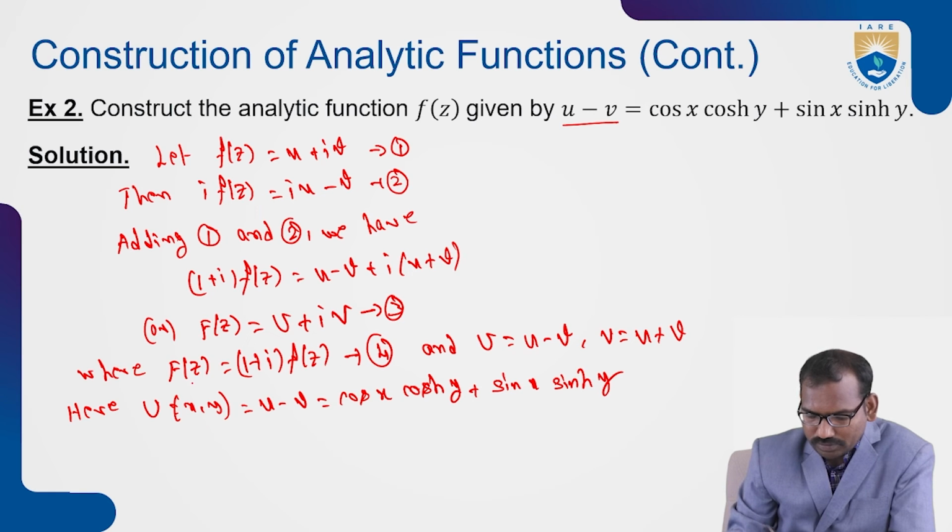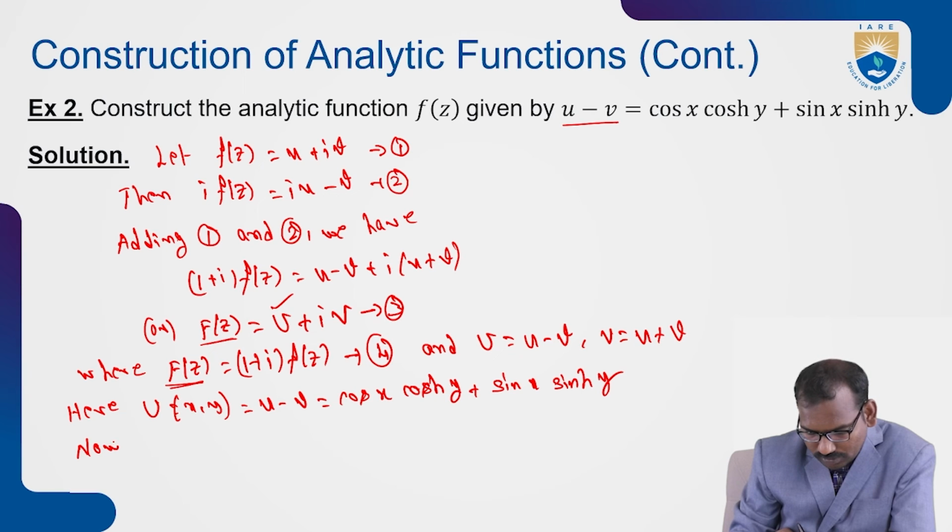Now I know capital F of z, and I also know its real part. Real part is already there. Okay, so now I am going to calculate capital U sub x, the partial derivative with respect to x. This is useful for me in the Milne-Thomson formula.